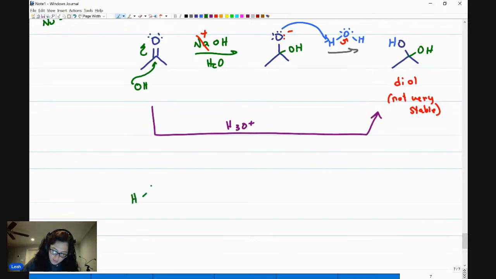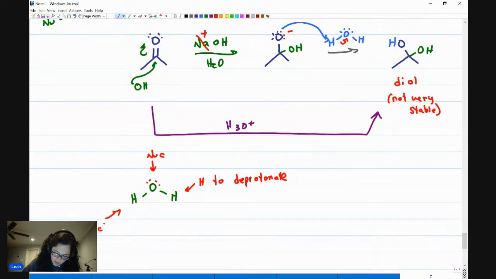If I have a molecule of water, what I really have is a nucleophilic oxygen. That's my nucleophile and its electrons. This right here is a hydrogen to deprotonate. This right here is just a backpack. And if it's a backpack, I can put whatever I want into that backpack.